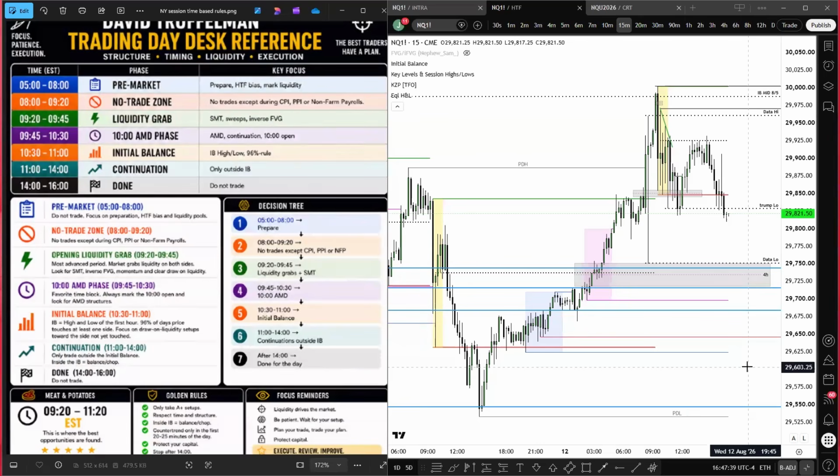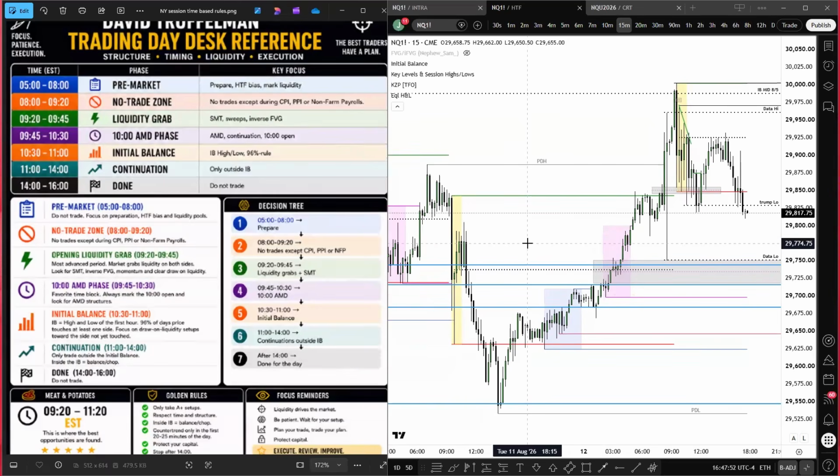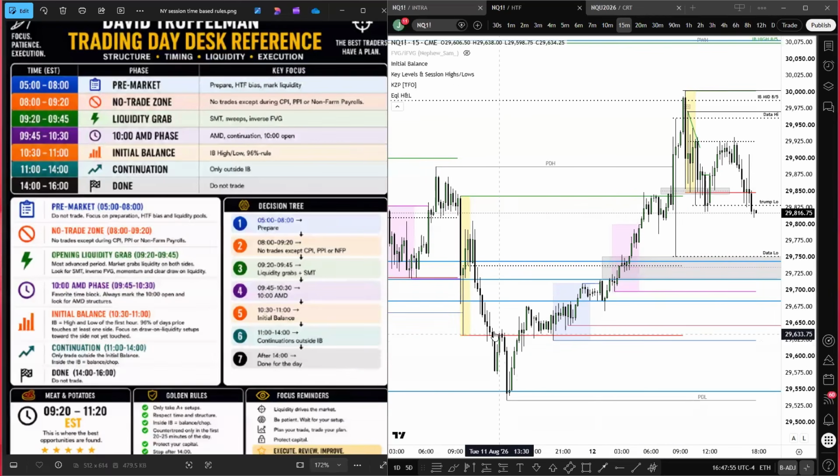Now, here's where the 10:30 trade comes. It's called the draw on IB high or low trade. Why? Because there is a 96.4% chance that during the day we will hit either the low or the high of the initial balance. At least one of them. 96.4% chance. So if we have not hit the initial balance low or high after 10:30, we are now looking for trades to target initial balance lows or highs, depending on which side of the midpoint price is at. We're looking for that draw on liquidity.